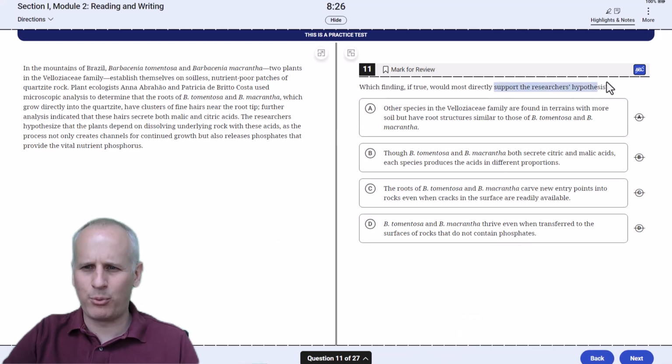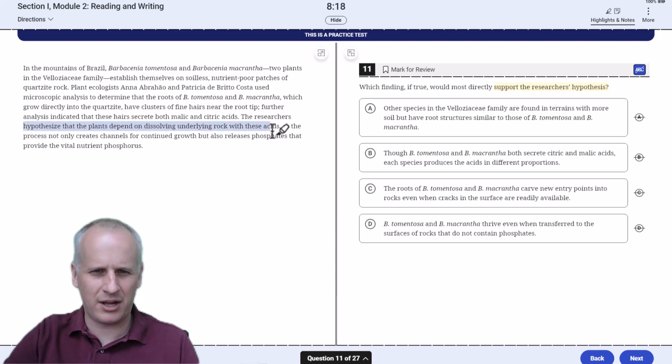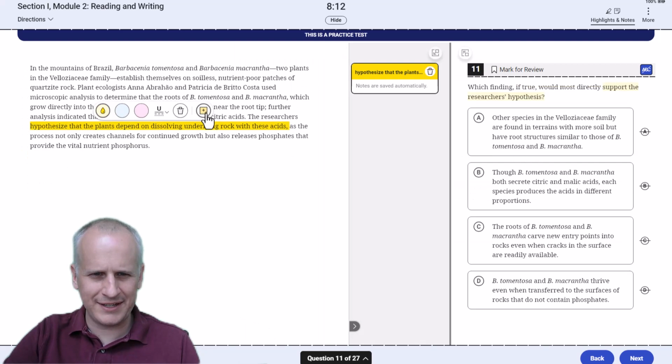Now we're looking to support the researcher's hypothesis. So we'll just highlight that as the task. We go straight to the hypothesis, which is that the researchers hypothesize that the plants depend on dissolving underlying rock with these acids. And we're going to just open up our little note again, and we can see that we've got in the mountains of Brazil, two plants established themselves on soilless, nutrient-poor patches of quartzite rock.